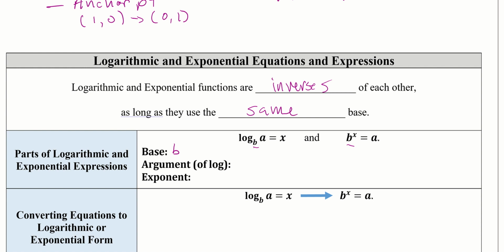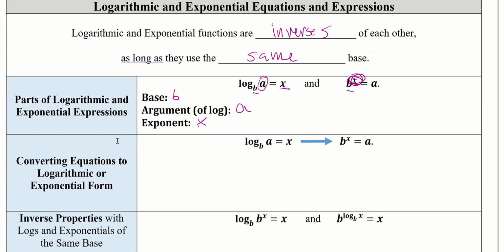The argument of the log, that's the one that's right next to the log, is going to be a. That's that guy. And then the exponent here is going to be x. Okay. And so if you notice when we deal with logs, what log is looking for is that exponent. So the log is equal to x right there, because the log is looking for that exponent. That's what it's trying to find.